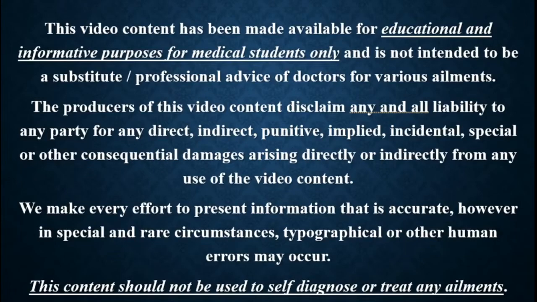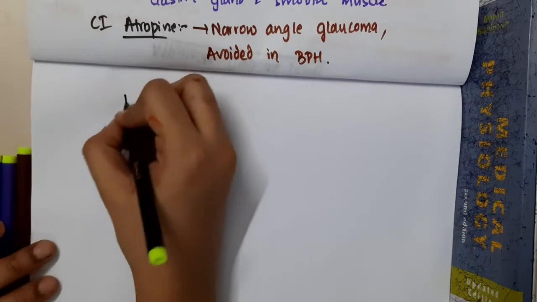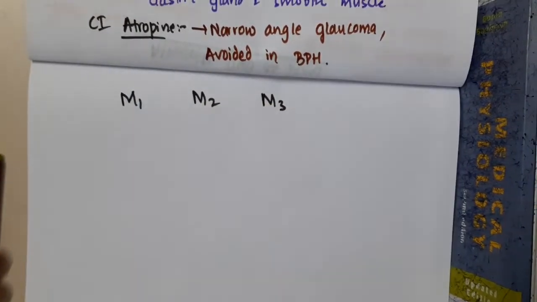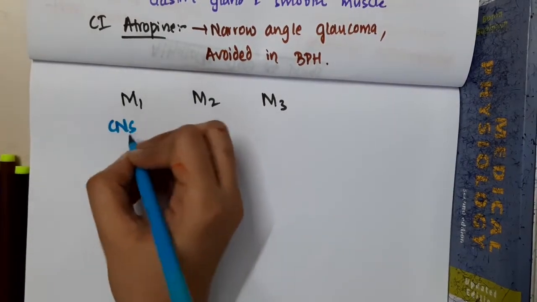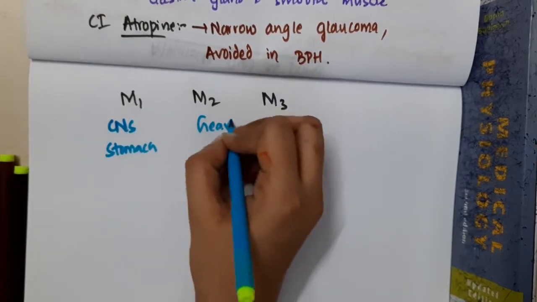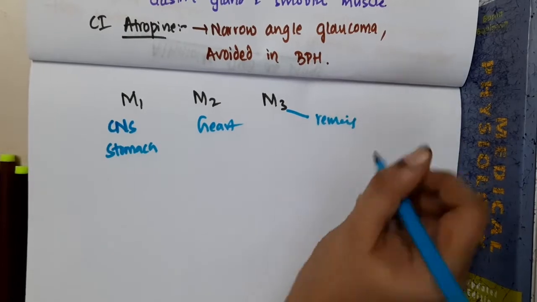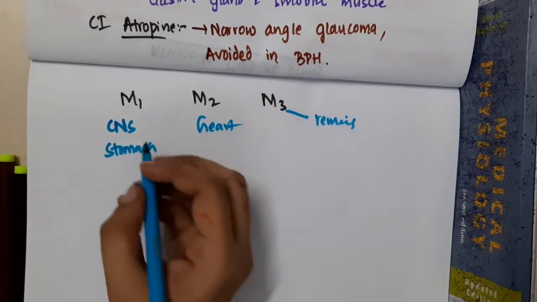In this lecture, we will learn about M1, M2, M3, their actions and their agonists and antagonists. M1 acts on CNS and stomach, M2 on heart, and M3 remaining like glands, on GIT, on respiratory system, all the other systems.